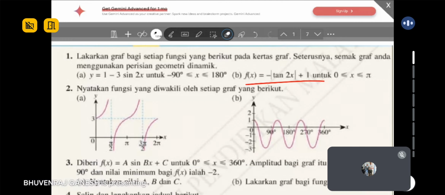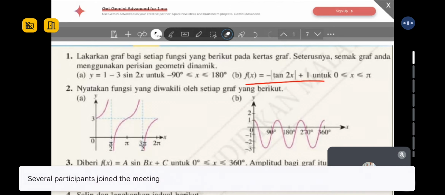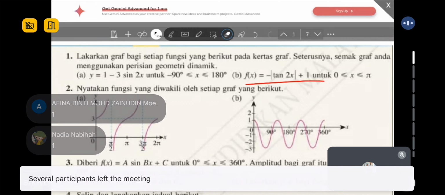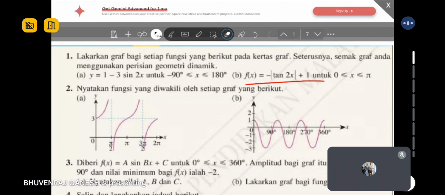How about sin 90? Sin 90 apa jawapan dia, guys? What will you get for sin 90? Yes, very good. Sin 90 sama dengan 1. How about sin 360? Sin 360 berapa?